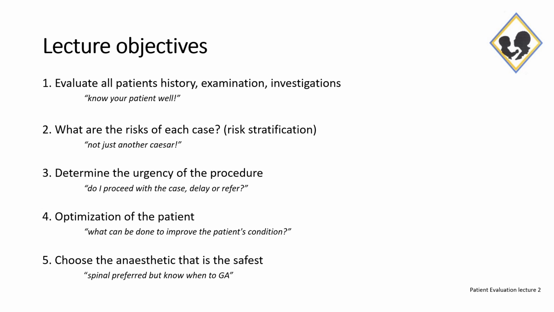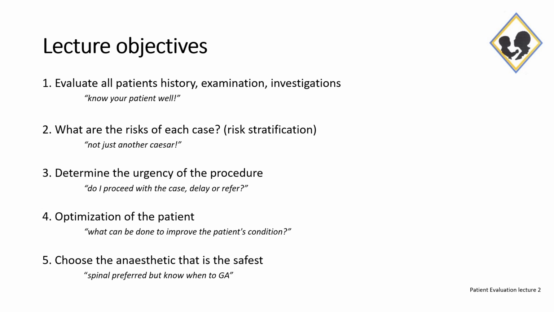Then there should be a risk stratification for what are the risks for this specific case. It's not just another cesarean section. Next step is to determine the urgency of the procedure. Do I proceed with this case? Do I delay? Or can I refer this case on to the next level of care, for medical care, intensive care, for whatever specific investigations need to be done?